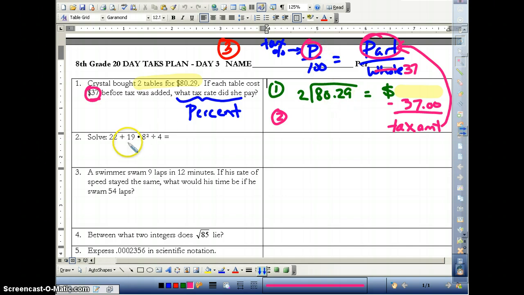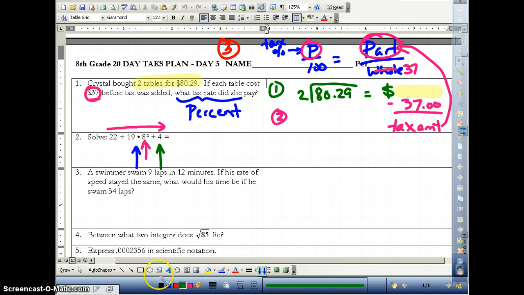All right? Question number 2 is just order of operations. Don't forget that you do your exponents first. Then you're going to do multiplication and division in whatever order it comes in from left to right. So after you square your 8, the next step is to multiply and then take that answer. The third step is to divide. And your last step is going to be to add.